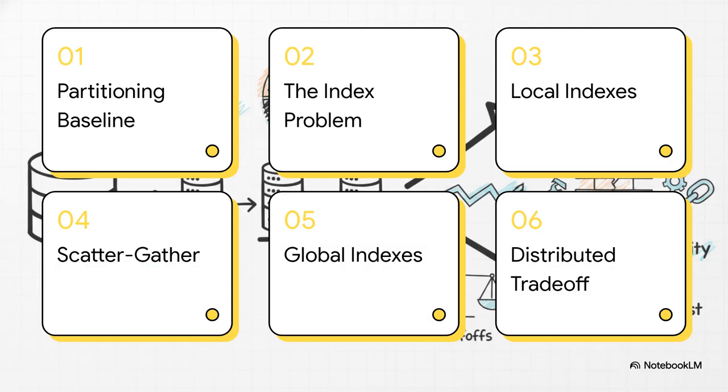Okay, let's just dive right into our agenda. We'll start with our partitioning baseline, introduce the secondary index problem, and then explore local indexes and the scatter-gather-read penalty. Finally, we'll look at global indexes and weigh the ultimate distributed trade-off. Let's get into it. Section 1.